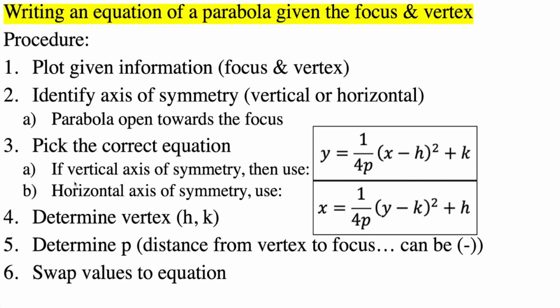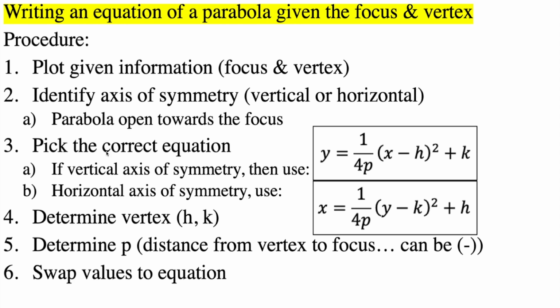These are my 6 steps. Step 1 says plot given information. This time we're given focus and vertex. Once we do a quick sketch, we'll be able to determine our axis of symmetry, whether we have a vertical or a horizontal axis of symmetry. It's important to note a parabola opens towards the focus.